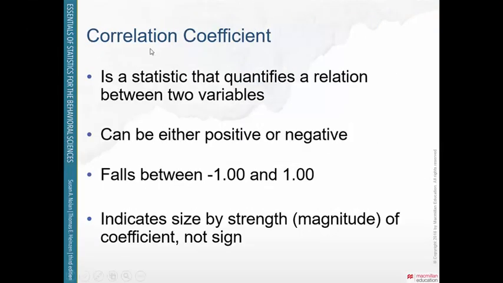So we're going to end up computing a correlation coefficient, which is a statistic that will tell us about the relationship between those two variables. We'll talk about how these correlation coefficients can be positive or negative. They fall between -1 and 1, so the smallest correlation coefficient you could get is -1. The largest is +1. It's usually a decimal. And if you compute a correlation coefficient that's greater than 1 or less than -1, you know you've made a mistake in your calculations. Okay.